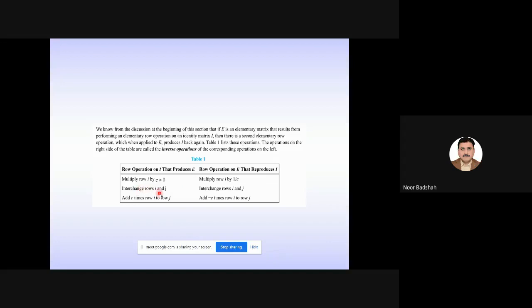And if you have interchanged i and j rows of a matrix to get an elementary matrix, you interchange the same rows again to get the identity matrix back. If you have added c times row i to row j for production of an elementary matrix, you will subtract that multiple of the ith row from row j to get back the identity matrix. The same process I explained earlier.